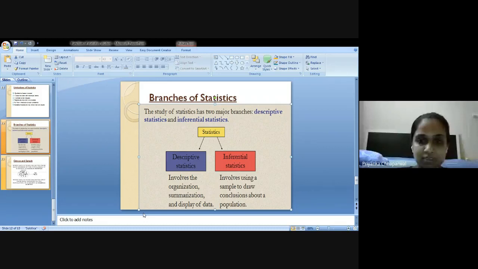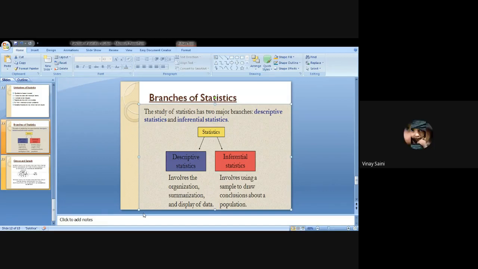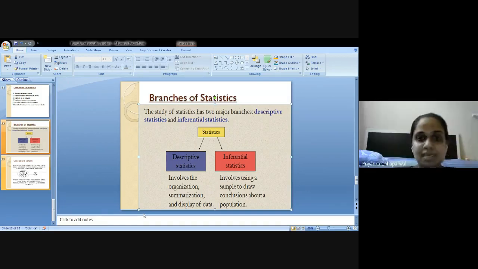So it is clear, the branches of statistics. In statistics, we have two branches. First is the descriptive statistics. Second is the inferential statistics, also known as statistical inference. And in descriptive statistics, we provide the description.